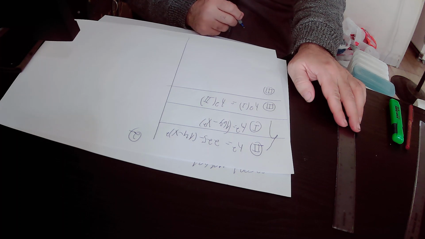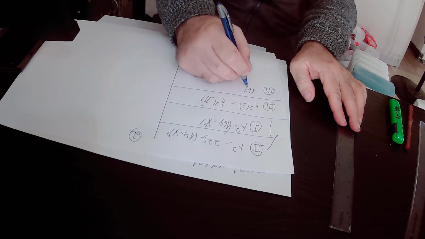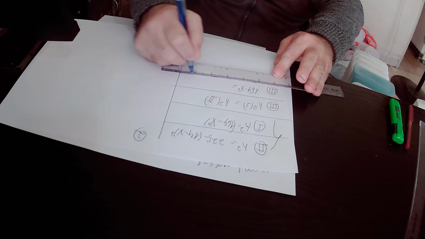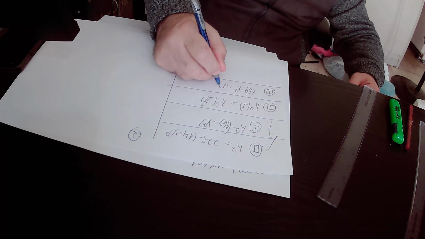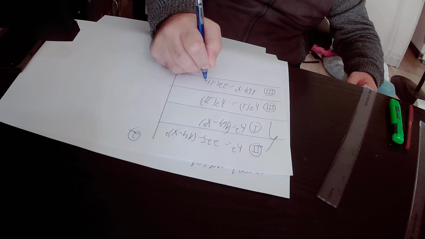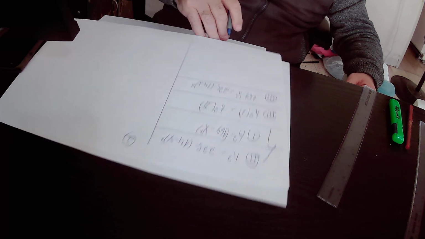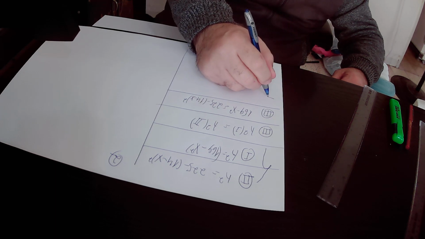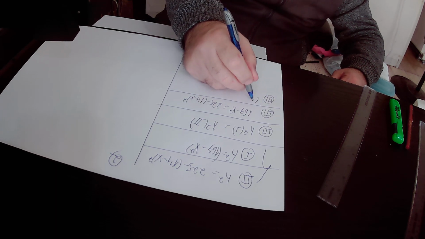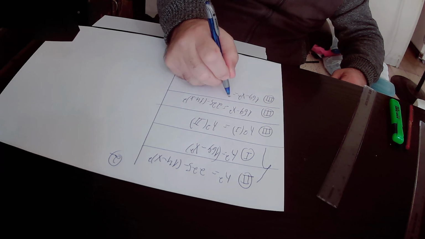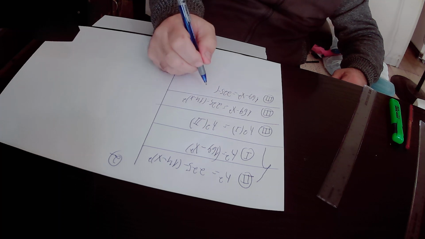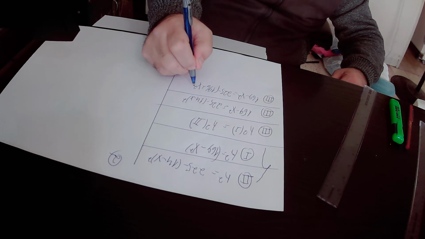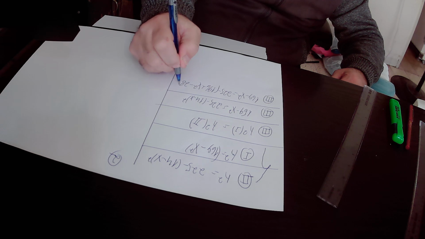H squared according to equation number 1 equals 169 minus X squared, and it must be equal to H squared according to equation number 2. H squared according to equation number 2 equals 225 minus (14 minus X) squared. So according to equation number 3, 169 minus X squared equals 225 minus (14 minus X) squared, where (14 minus X) squared equals 14 squared, that is 196, plus X squared minus 2 times 14X, that is minus 28X.